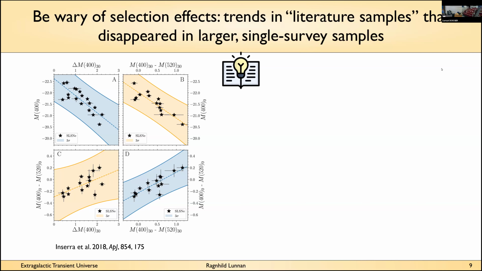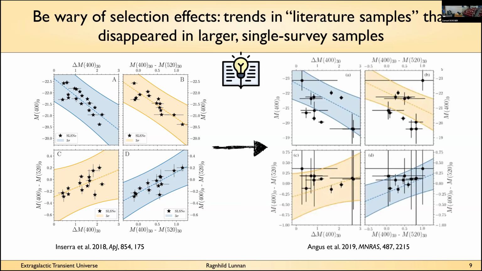So this is work by Cosimo Inserra, working with a literature sample and trying to find these various relations between timescale, color, and luminosity in different bands. And it looks kind of nice. And then you apply it to something like the Dark Energy Survey sample. Those are the same bands and the actual sample overplotted. And it just does not work at all, basically. So it looks like superluminous supernovae are not standardizable, sadly.